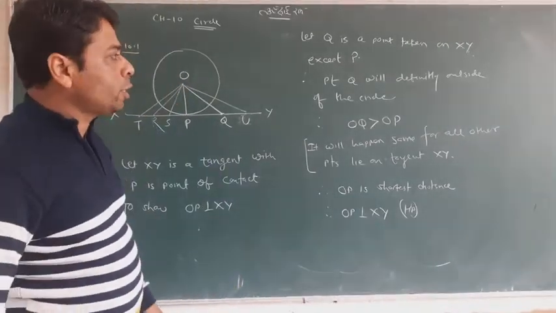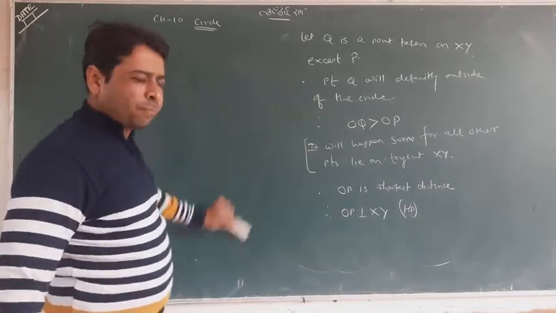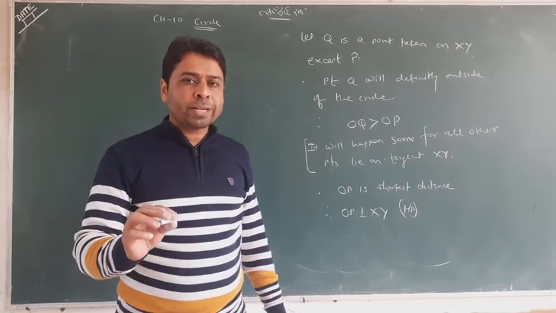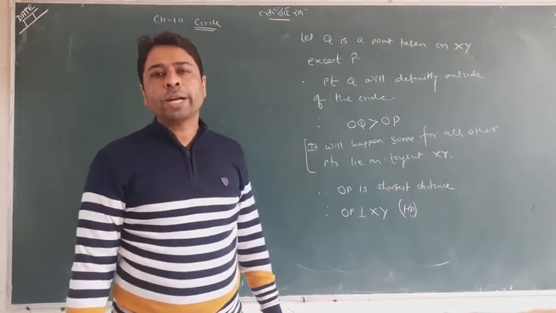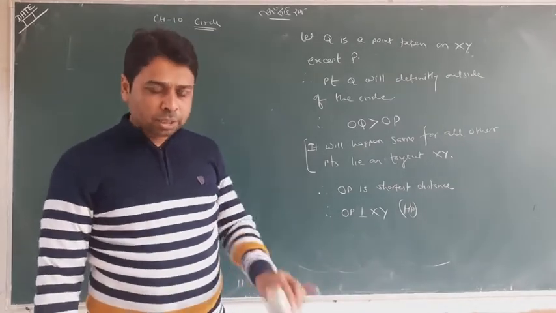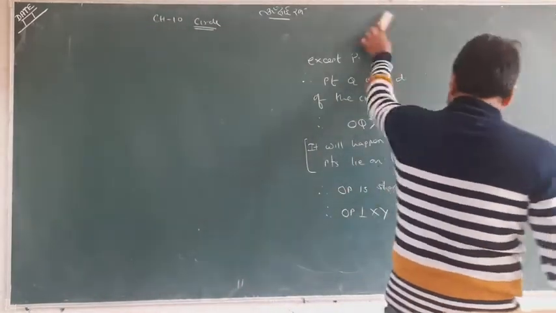So I hope you have got it, students, and now keep remembering: if a tangent is drawn, the radius which passes through the point of contact is always perpendicular to the tangent. Keep this particular sentence in mind. Okay, now let me wrap this up.